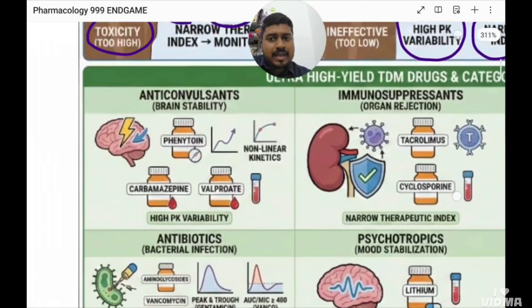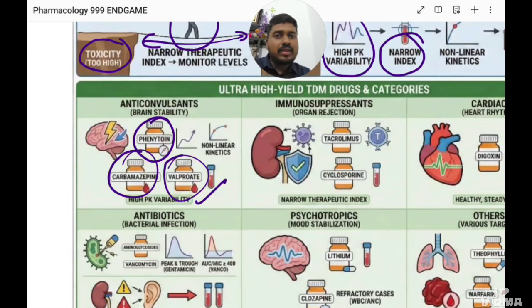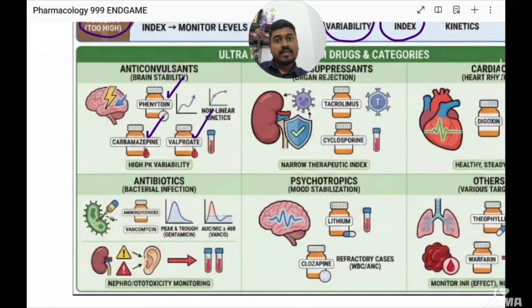So we'll see some examples. The first one is phenytoin. Phenytoin, carbamazepine and valproate have different pharmacokinetics. They switch between zero and first order kinetics, and in the case of phenytoin, bioavailability is also affected. In carbamazepine, for example, there is auto-induction. So there are various things that cause the drug levels to increase and decrease, and the safety range is very low. That's why these three anti-epileptics, phenytoin, carbamazepine and valproate, require therapeutic drug monitoring.